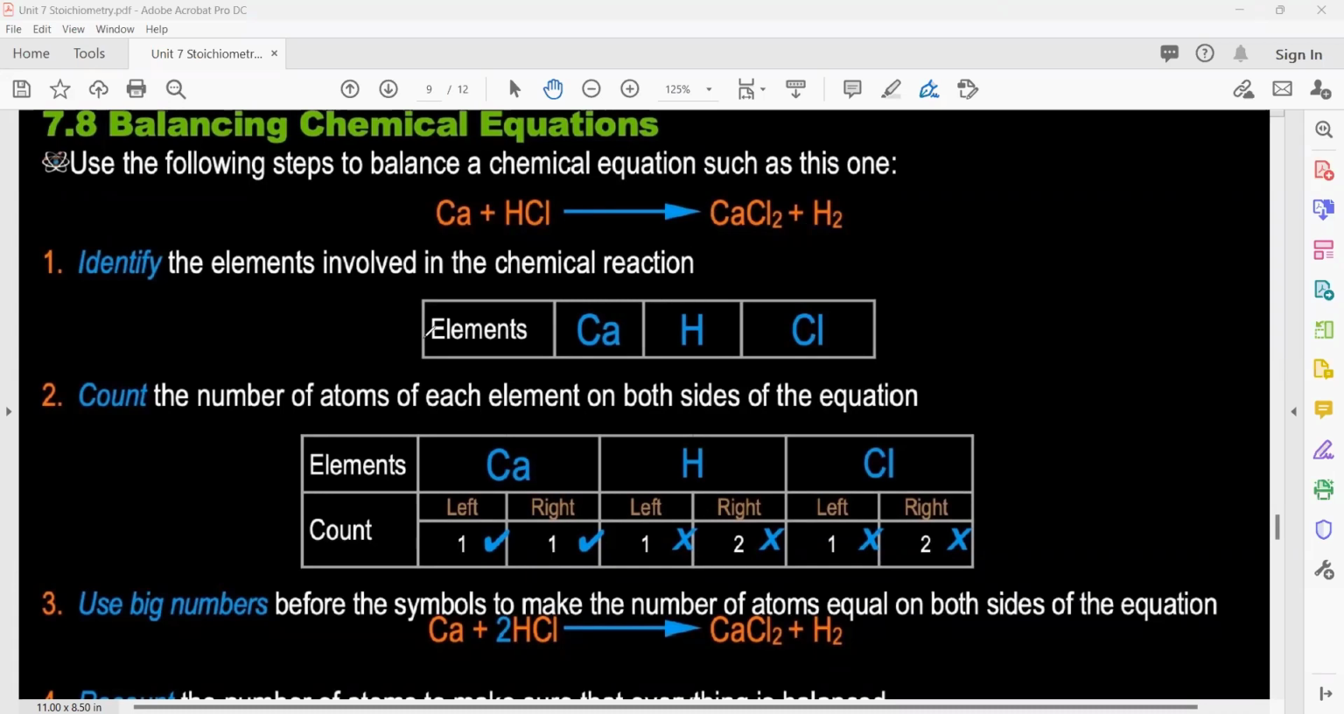For that, it is very simple. First of all, you will write the elements. How many elements are there? Calcium, hydrogen, chlorine. Three different elements in total. On the left side, make two lines: left, right. Now on the left side, how many calcium atoms? One. You write one here. On the right side, how many calcium? Also one. So on the left one calcium, on the right one calcium. It is balanced. In the case of calcium they are balanced.